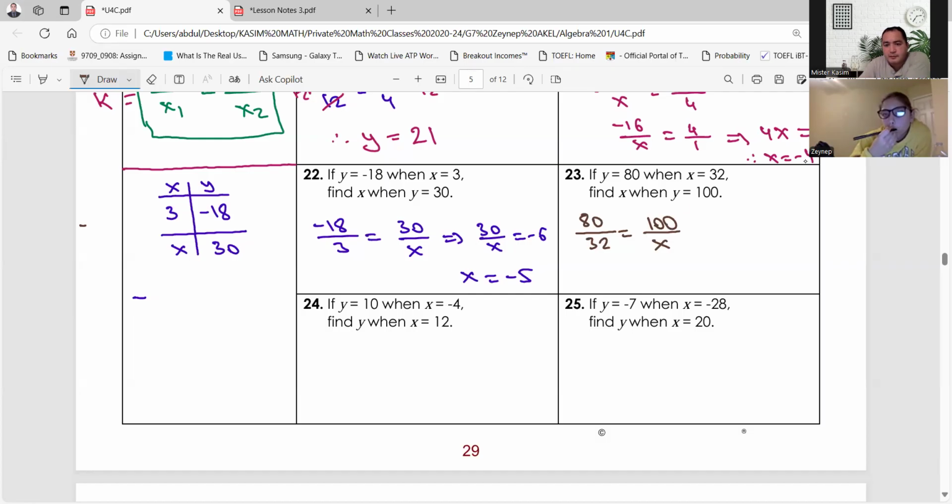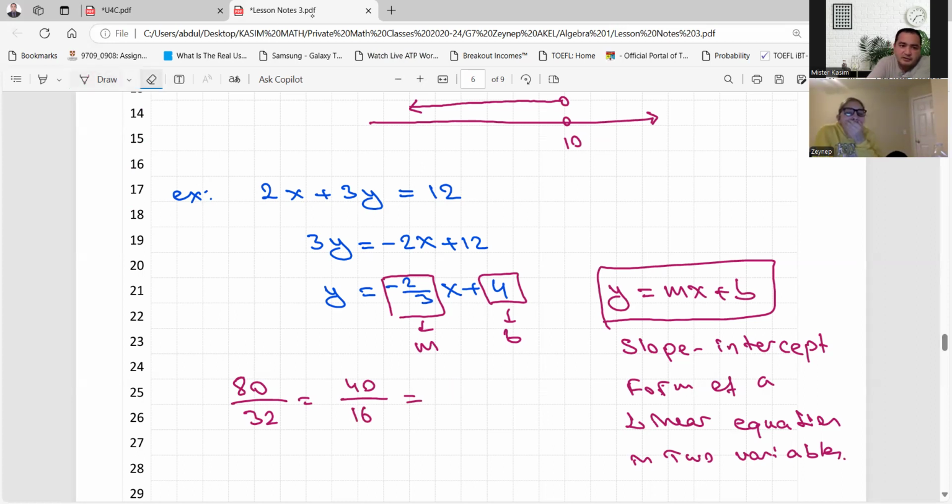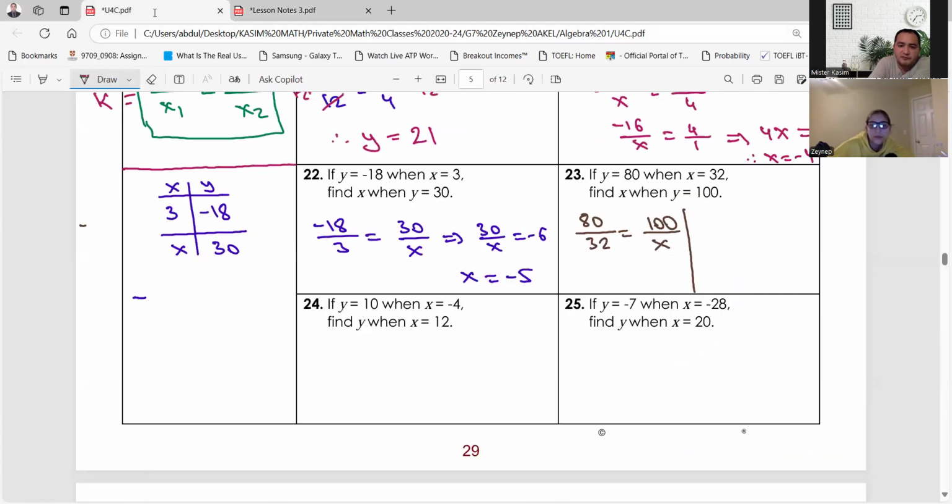Now we need to solve this equation, right? How do you solve this? First, simplify 80 over 32. If you divide by 2, 40 over 16. Divided by 4, it is 10 over 4. Divided by 2, 5 over 2, right? So this fraction is equivalent to this fraction. Therefore, let's use 5 over 2.